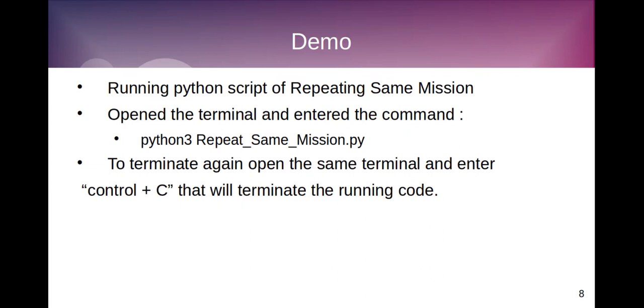In the demo, you will see that we run the script through the terminal using the command python3 repeat same mission.py. Make sure the terminal is opened in the directory where the Python script file is located. In my case, I named the Python script file repeat same mission. And to terminate the running script, we will need to open the same terminal and enter Ctrl+C. This will terminate the program. Now let's take a look at a demo of this code which I had recorded earlier.